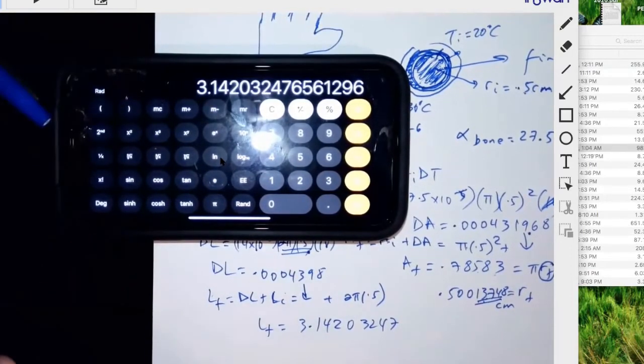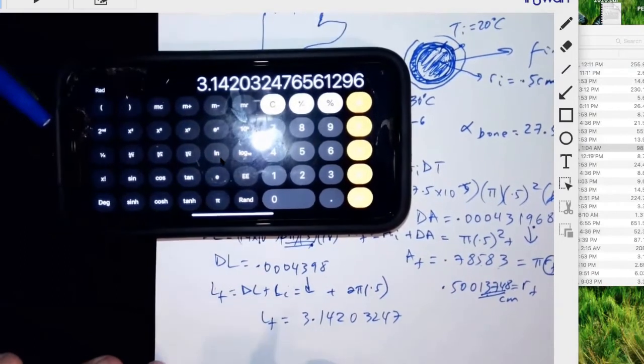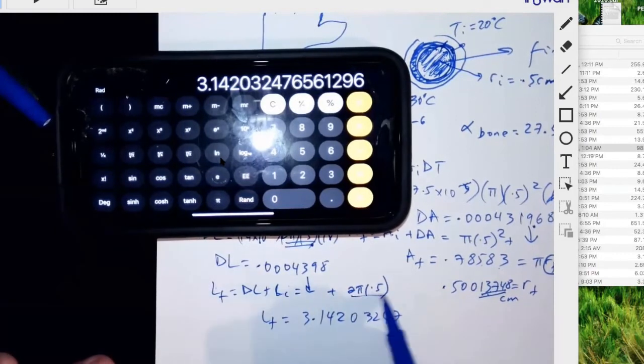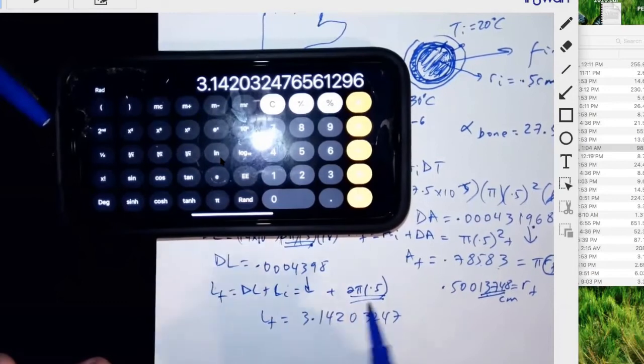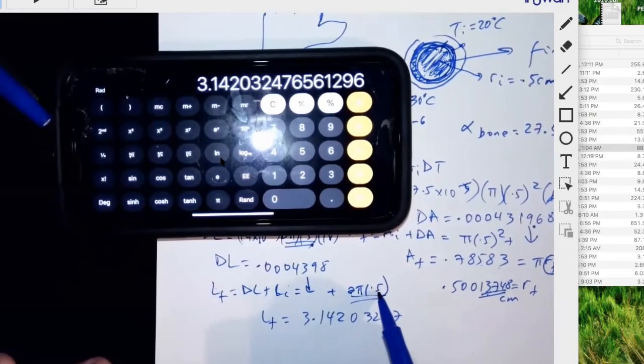Is that the diameter that you're adding? Excuse me? Is that the diameter that you're adding? This one here? Well, I'm doing the equation for the circumference of a circle. So it's 2 times pi times the radius of the circle.